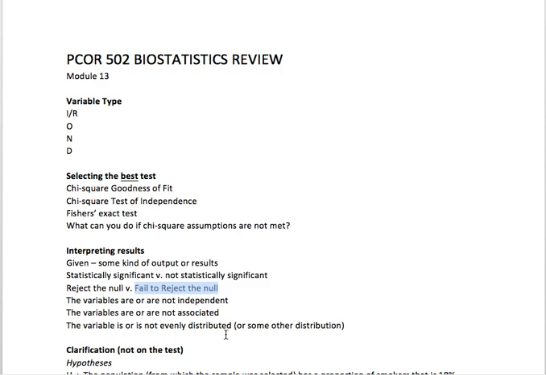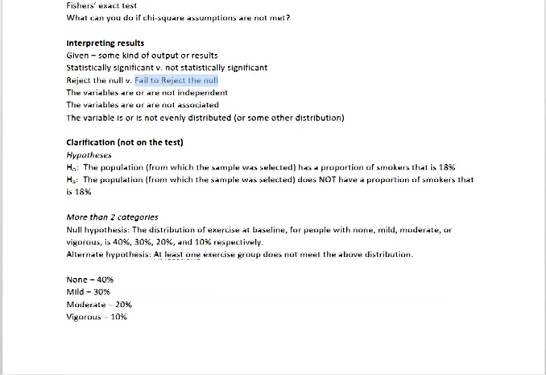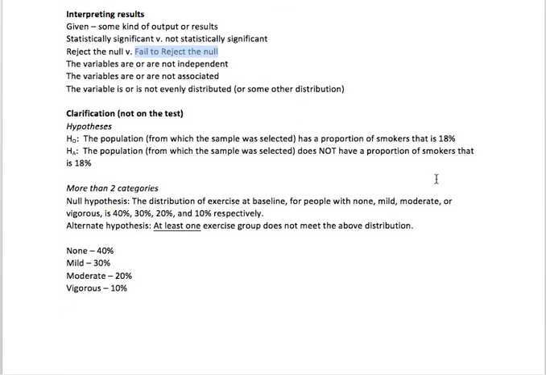Now, talking about that whole hypothesis thing, I wanted to clarify something so that you leave this module really understanding this. One of the things I did not teach well in the previous module is what happens when we have more than two categories. It's easy, like the sample one that I gave you, smoker versus non-smoker. Well, if smokers is 18%, then non-smoker would be 82%. So that captures all possible scenarios.